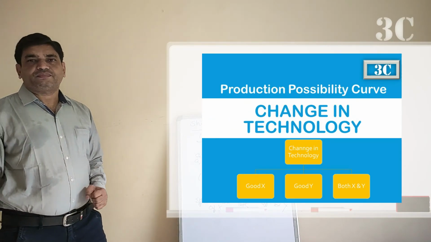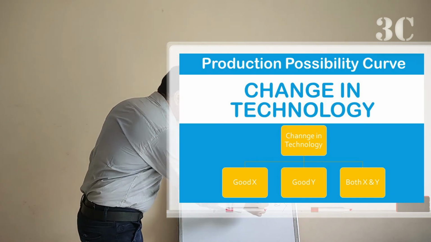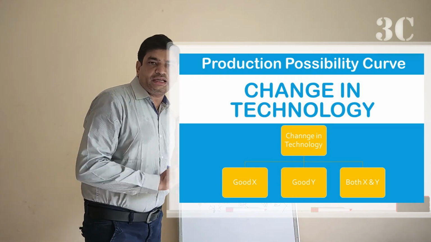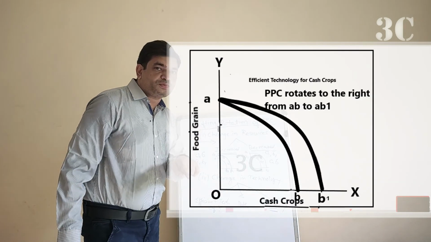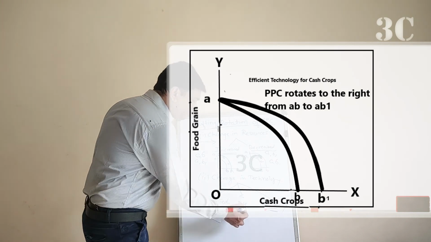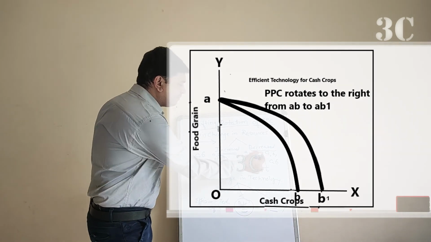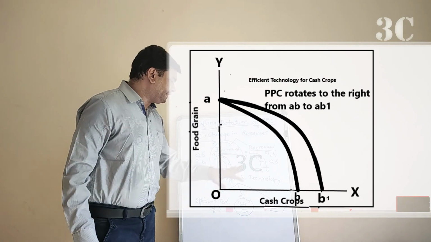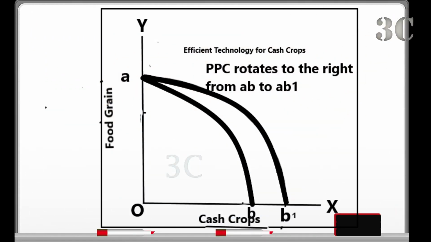Change in technology. When technology improves, there are three things associated with this. Either technology changes for the first good, or it changes for the second good, or it changes for both. So if there is efficient technology for the production of commodity X, in our case the production of cash crops, it would mean more production of cash crops with the same resources. So the PPC would rotate as shown in the diagram you can see on the screen.